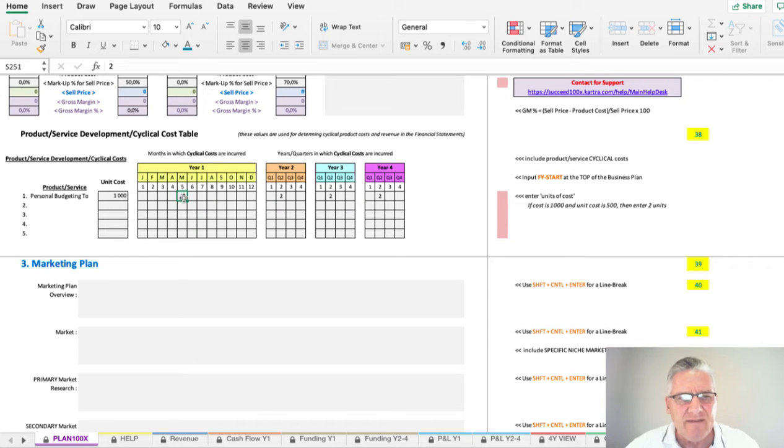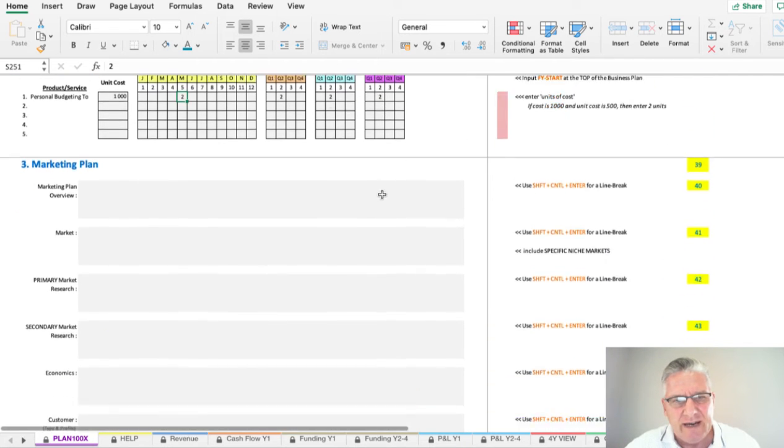So I've said here in the month of May, I've got a $2,000 cyclical cost, and that needs to be accrued for and accounted for in our profit and loss. So you can see May, the number 2 multiplied by that 1,000 would be $2,000, I beg your pardon, and the same for quarter 2 in the years that follow.